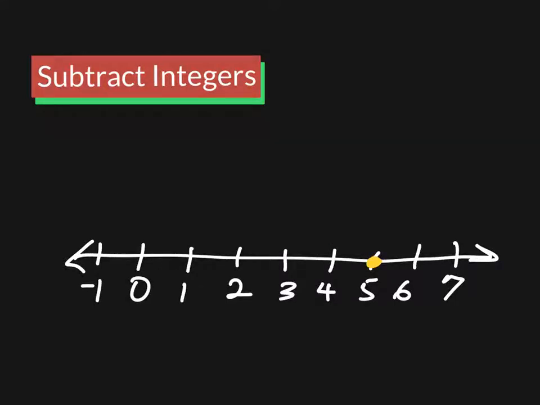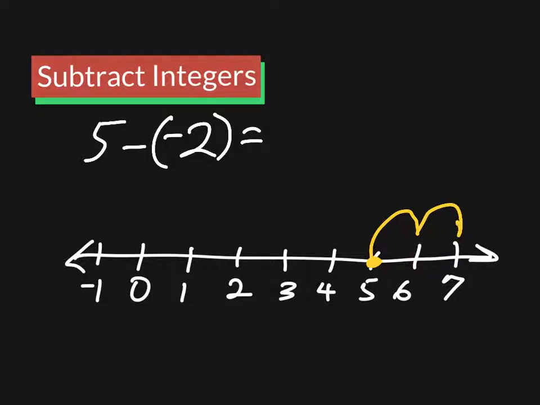Here's another example. Let's say we have 5 minus negative 2. So again, we're going to start at 5, and then because it's minus, we're going to go in the opposite direction of negative 2. So 1, 2 to the right instead. So the answer is positive 7.